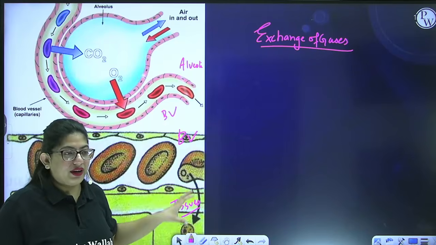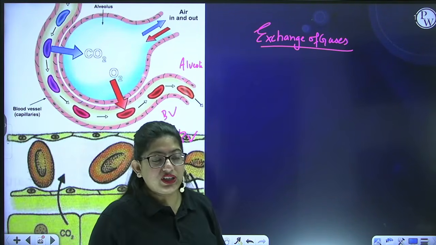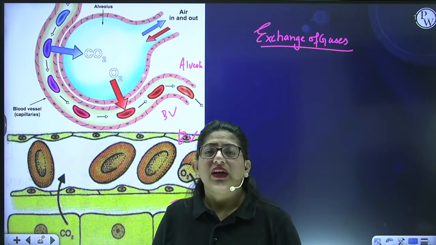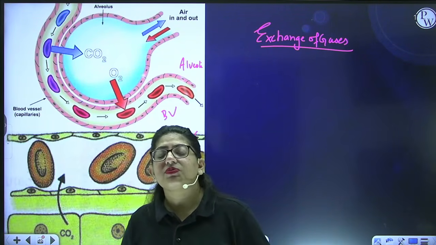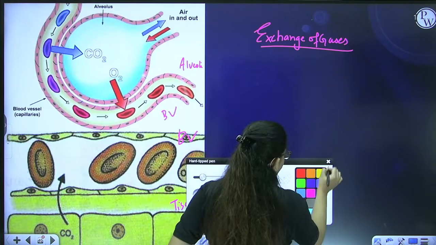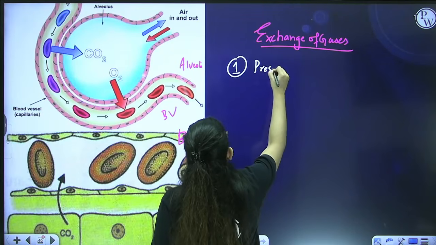Now, what are the factors that will lead to the exchange of gases? Exchange means taking in the oxygen, giving out the CO2 and vice versa. There are certain factors which are very important for the exchange of gases. The first is partial pressure, or the difference in the pressure. First is the pressure gradient.